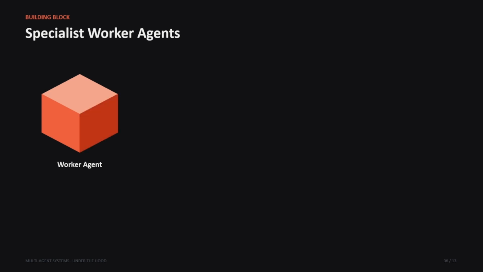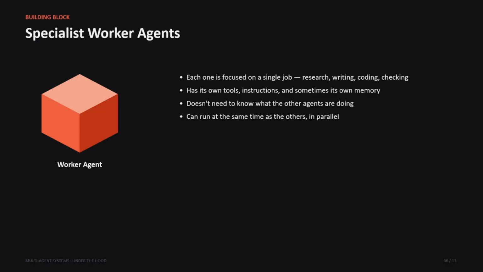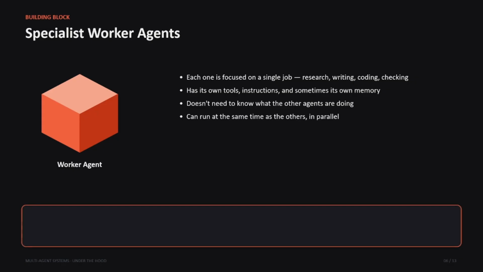The second building block is the specialist worker agent. Each worker agent focuses on one type of job. One agent may do research, another may write, another may code, and another may check quality. Each agent can have its own tools, instructions, and sometimes its own memory. The worker agent does not need to understand the whole project. It only needs to do its assigned task well. This is like a kitchen team where one person grills, another makes sauce, and another prepares dessert.